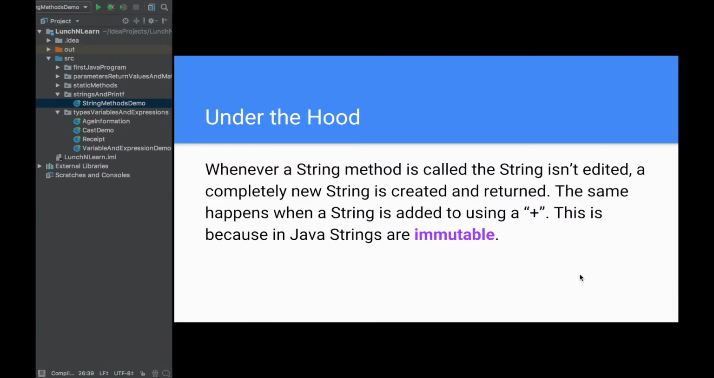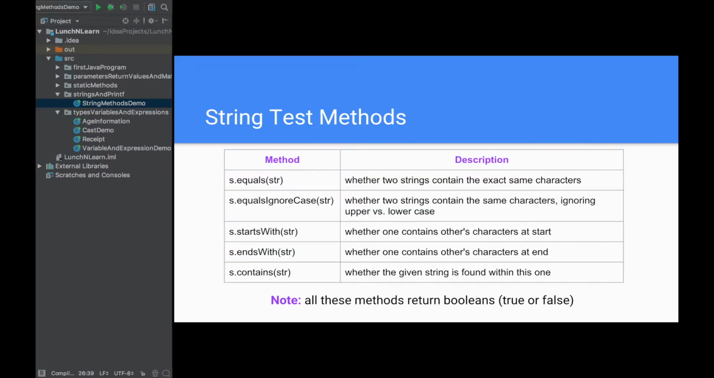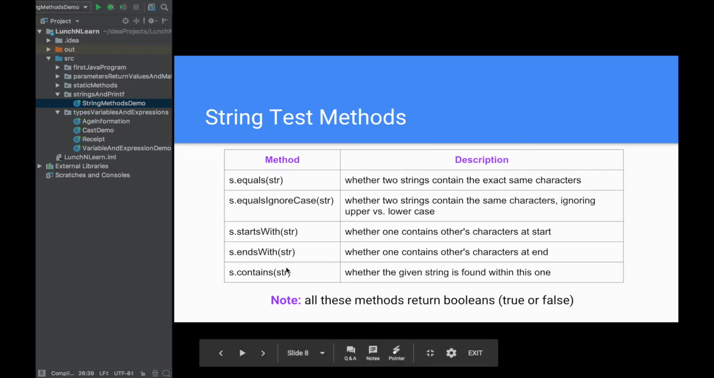We already talked about strings being immutable. There's also test methods for strings. So you can test to see if two strings are equal to each other. You can test to see if they're equal to each other while ignoring the case of the characters. So an all caps hello would be equal to a lowercase hello with this method. You can see if it starts with a string, you can see if it ends with a string, and you can see if it contains a string. And obviously this str would always have to be smaller than this s, or else this would always return false.